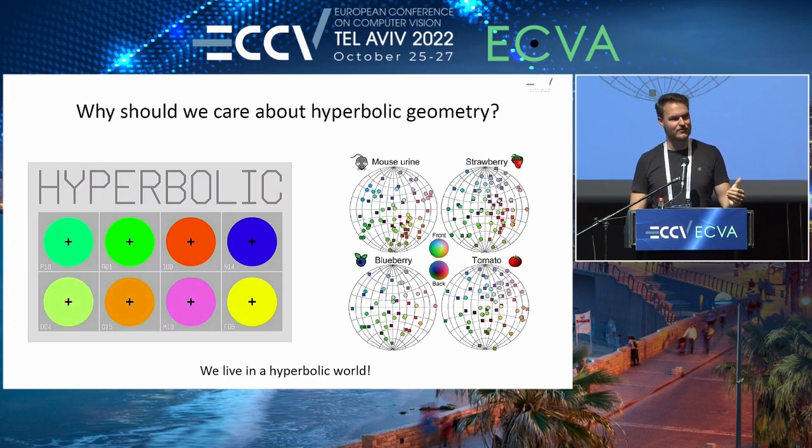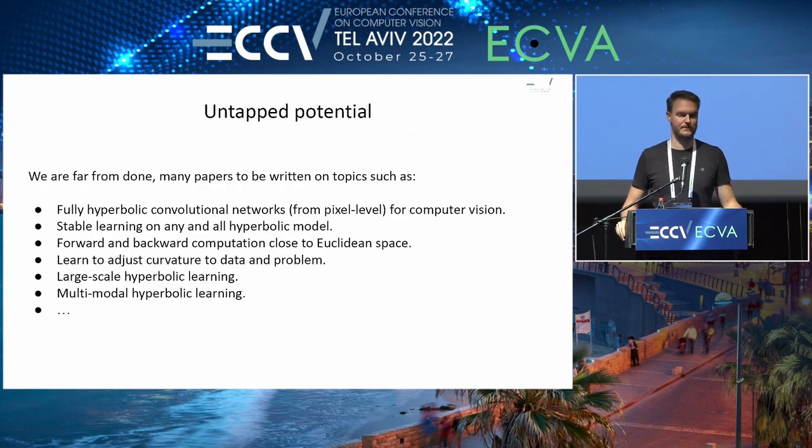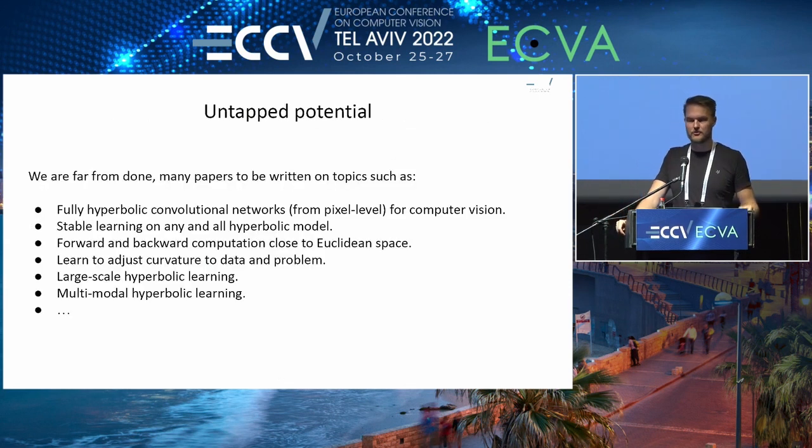And if that's the case, why do we always have Euclidean networks? Should we not at least as an alternative have hyperbolic networks? And ideally, perhaps have both. So there's a lot of untapped potential. As you see, these are first indicators. So there are many papers to be written.